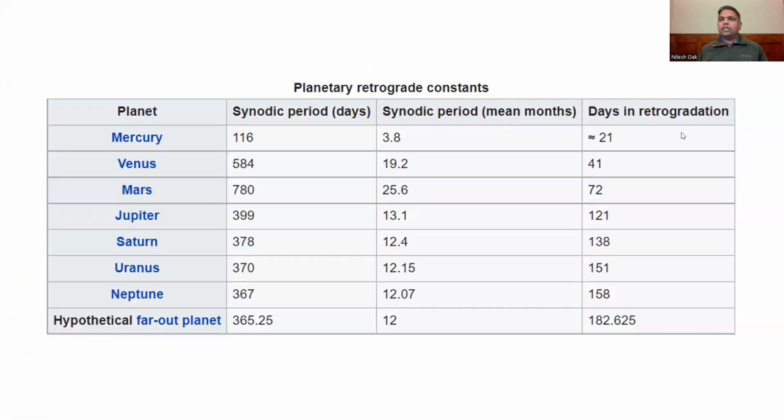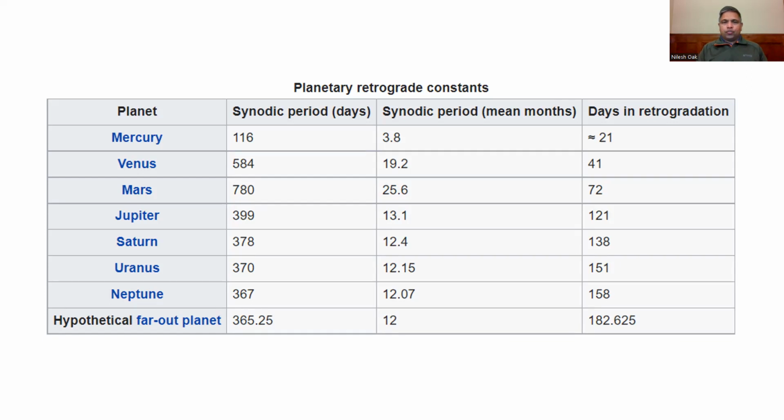We have already looked at the retrogression motions of Mars, Jupiter, and Saturn, the outer planets or so-called superior planets. Sorry, we did not look at Mercury. In this session, we will look at the retrograde motions of inner planets, Mercury and Venus, inner planets because their position is between the Earth and the Sun.